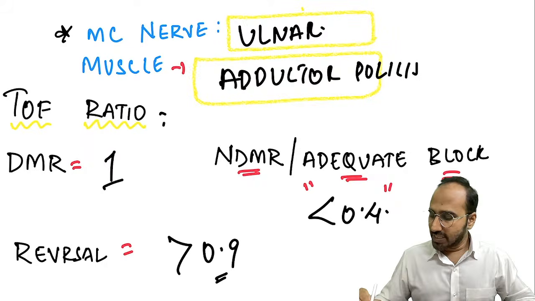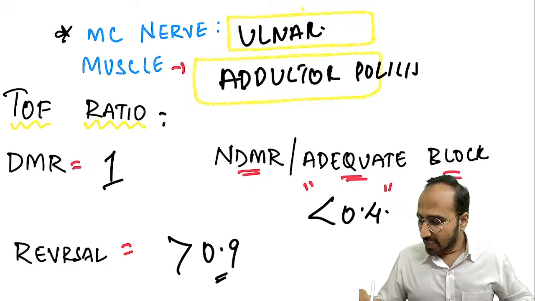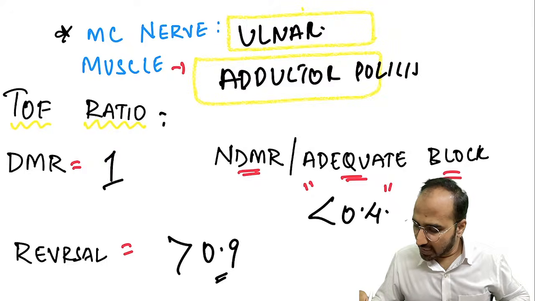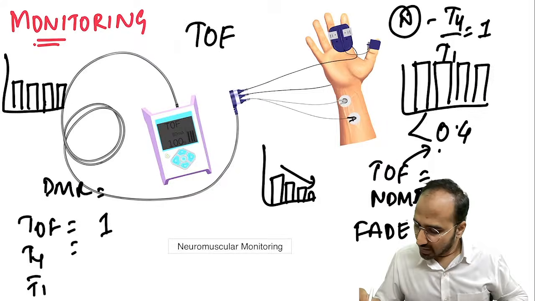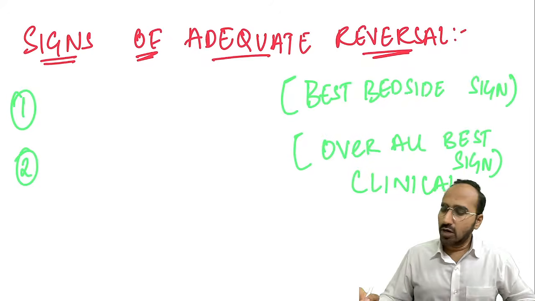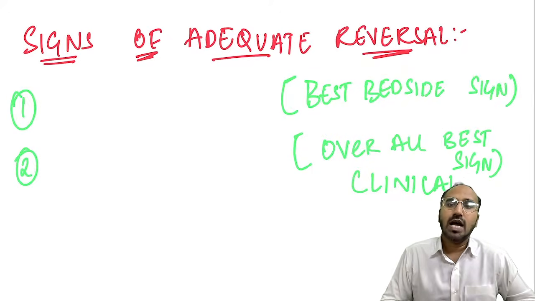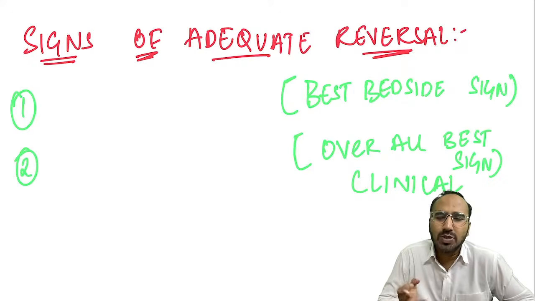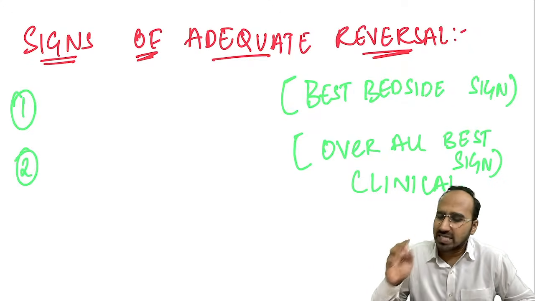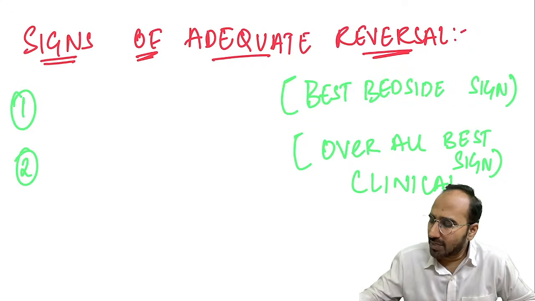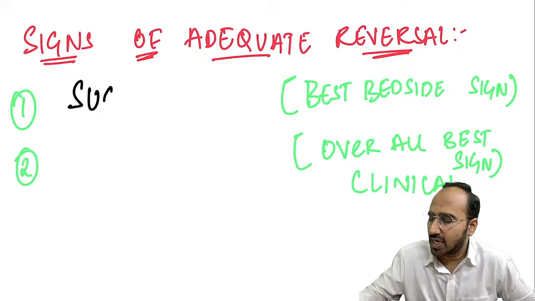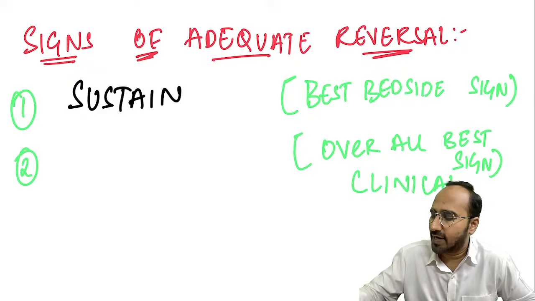Okay? So that's regarding what, guys? That's regarding the train of 4 monitoring. Is it clear? Now, before going to reversing the patient, what are the signs of adequate reversal? How will you come to know that now you can reverse the patient? The best bedside sign is what? You tell the patient to lift his head, a sustained head lift for more than 5 seconds.